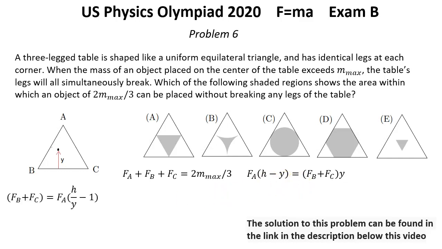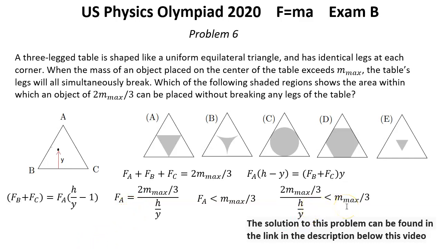Now we can write from last equation that Fb plus Fc equals Fa multiplied by h over y minus 1. And let's put this expression into our first equation. So we have Fa equals 2m maximum over 3 divided by h over y. And because Fa must be less than m maximum over 3, we can put this expression into this equation and find that we must have this inequality.